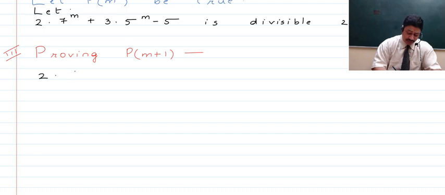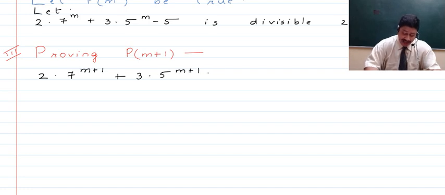You just have to write 2 times 7 raised to the power m plus 1, to which is to be added 3 times 5 raised to the power m plus 1, and from which is to be subtracted 5, right? Now here guys, if we bring it to some form of what we had in the last step, proving this will become pretty simple.